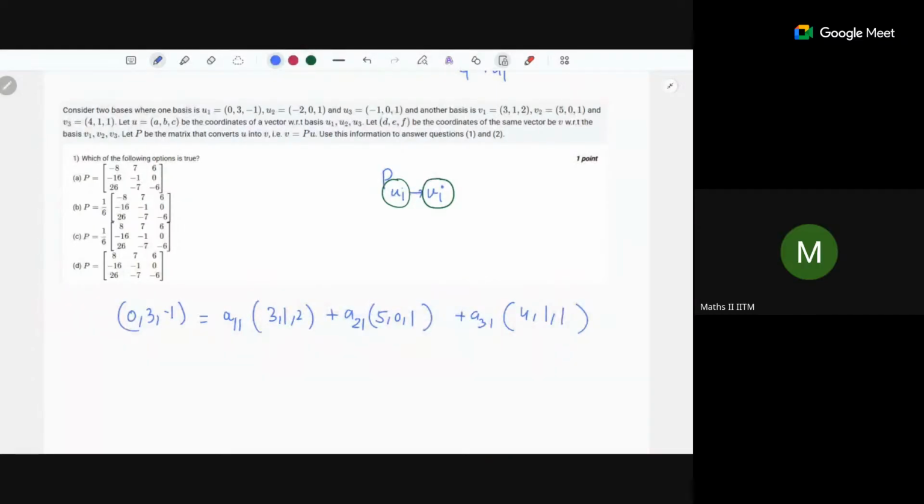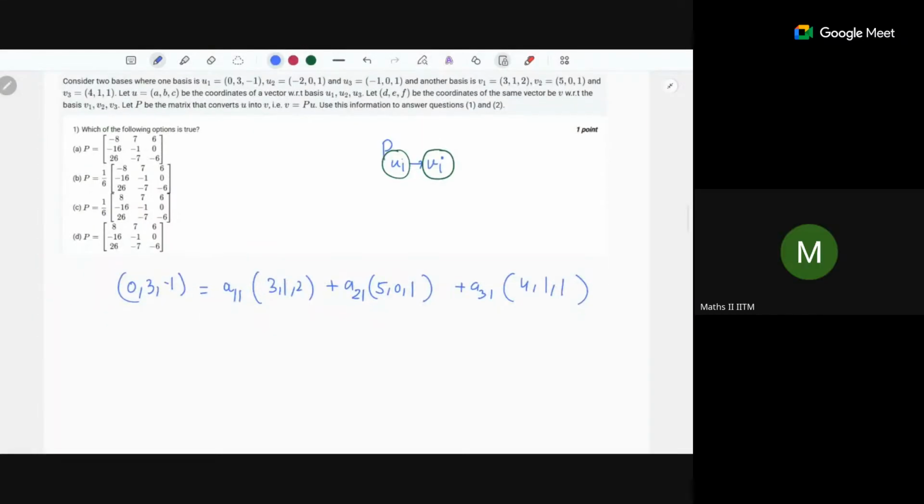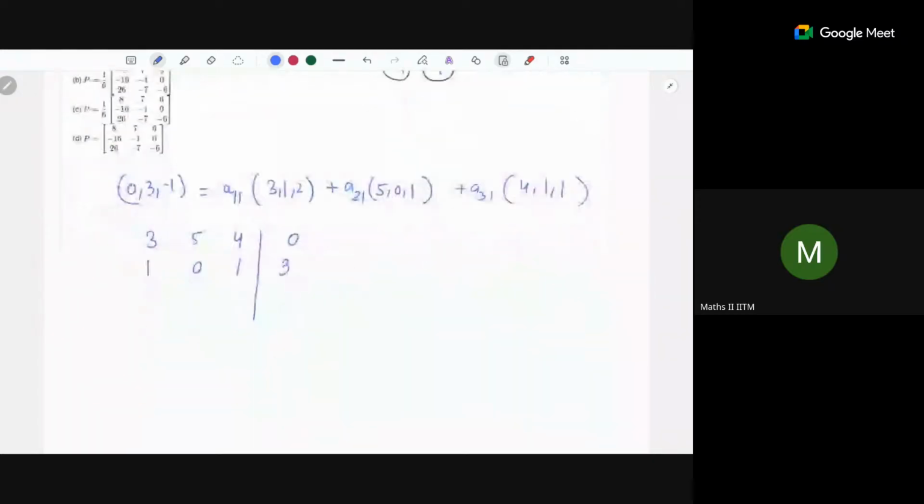Now let's solve this. The first equation says that 3, 5, 4, 1, 0 is equal to 0, and then 1, 0, 1 is equal to 3. I'm writing the augmented matrix because this corresponds to a linear system of equations. To solve this in terms of a11, a21, a31, I can write down the augmented matrix.